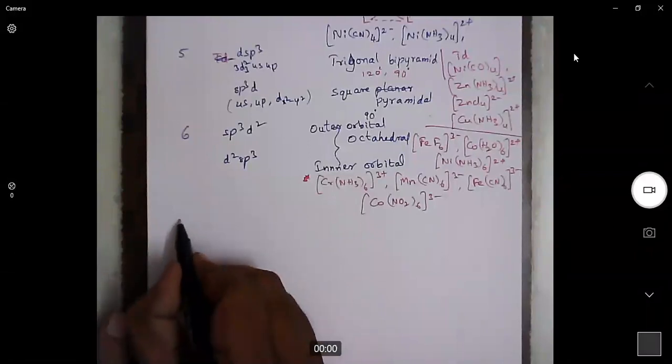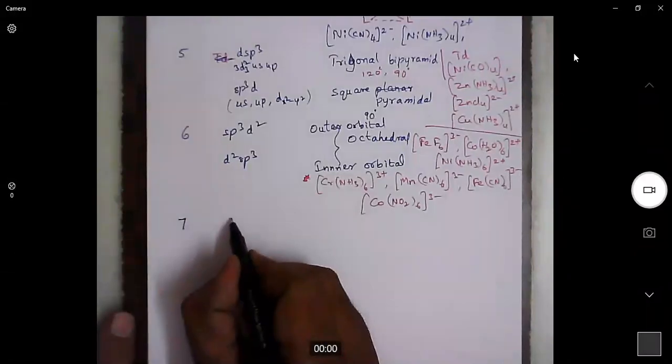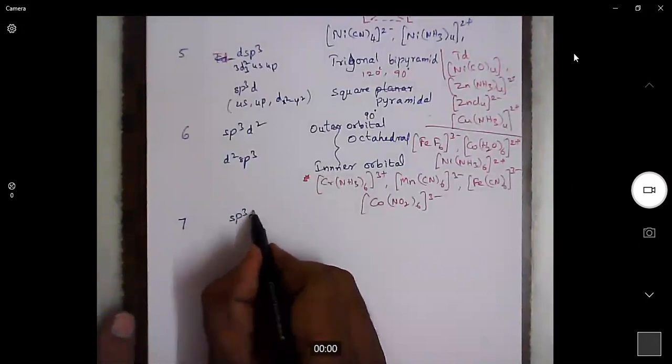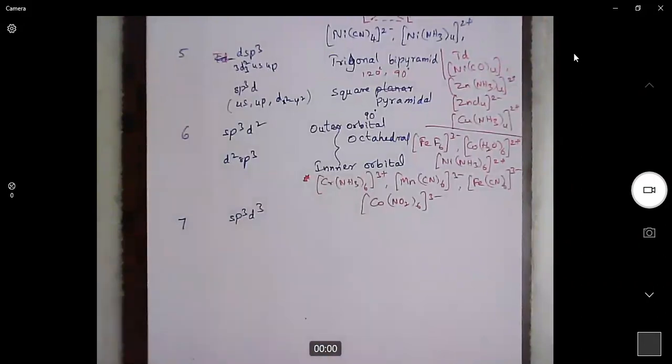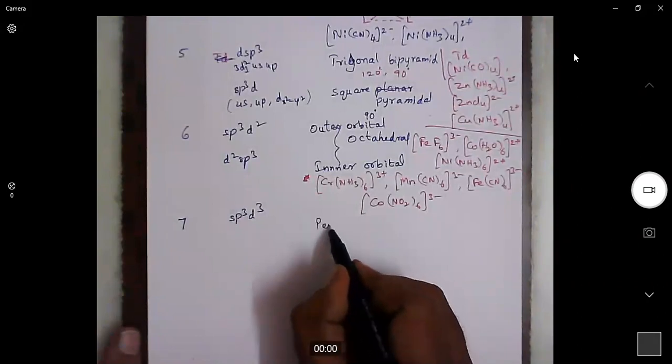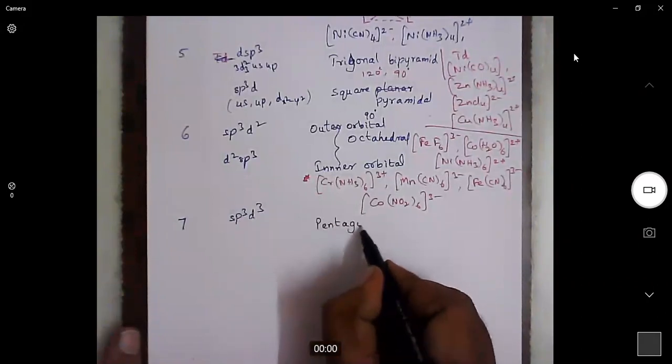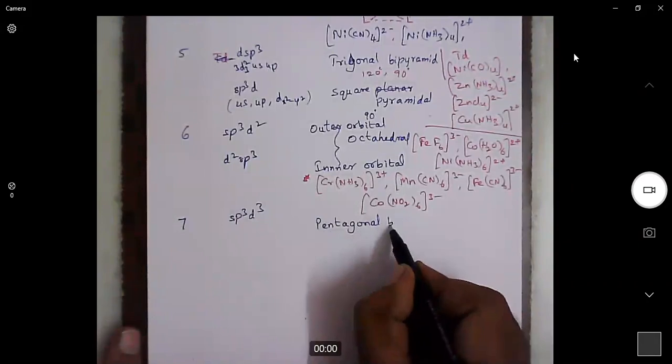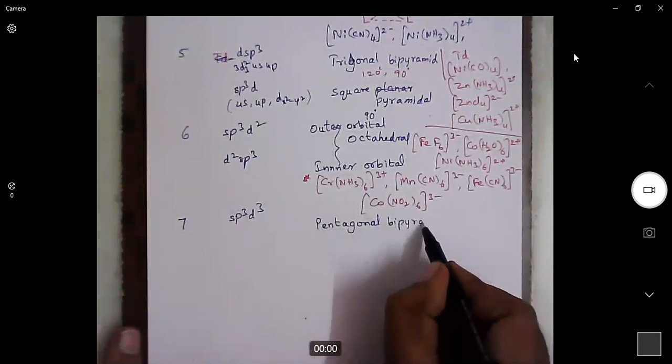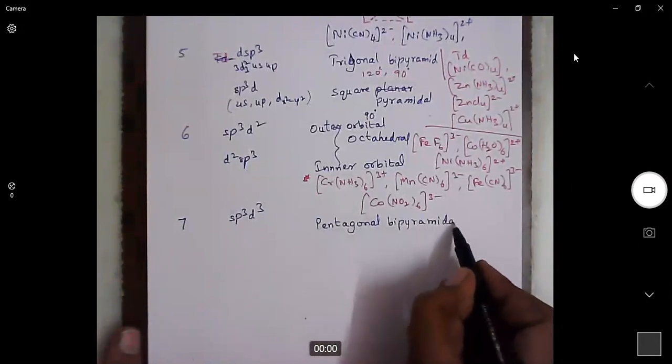If the coordination number is 7, then we will have sp3d3 hybridization. Here there is only one possibility: pentagonal bipyramidal shape. We will look at all these structures.